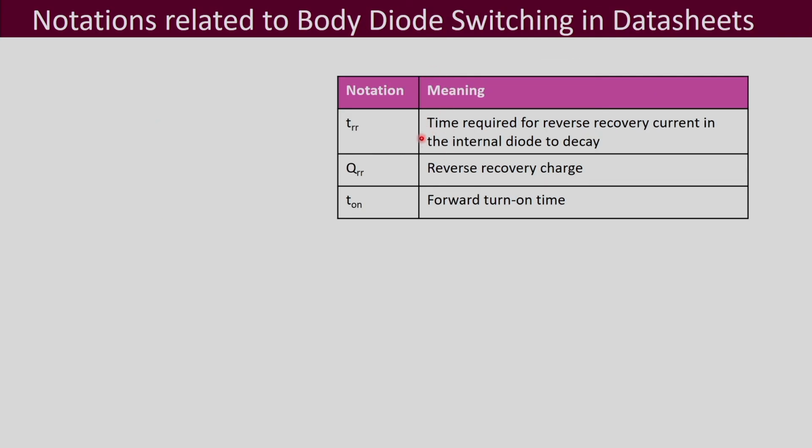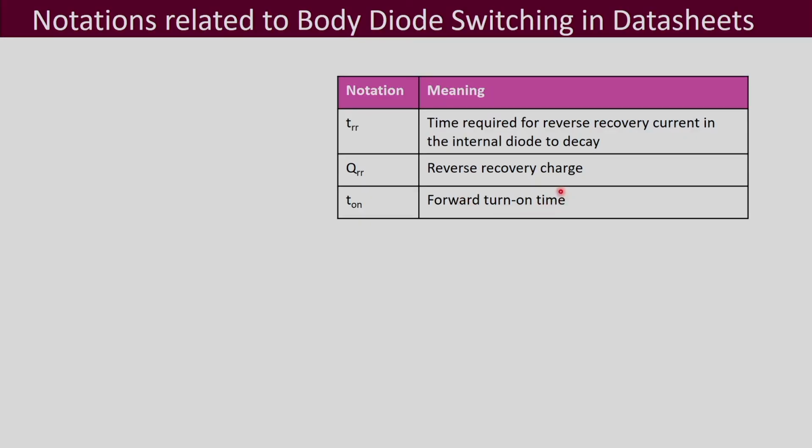Then notations related to the body diode: your reverse recovery time of the diode, QRR, the reverse recovery charge associated with the diode, and the forward turn on time. This sometimes may be given, sometimes may not be given. Some data sheets will also give you the maximum reverse recovery current, and some data sheets will provide forward turn on time also, but most of the time, as I had told you before also, it is the turn off time which dominates for diodes.